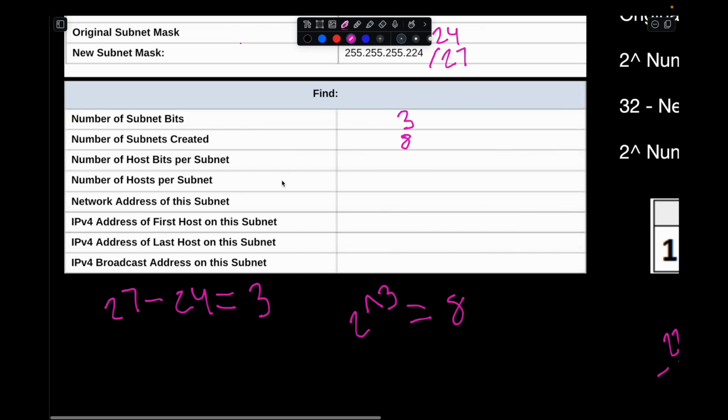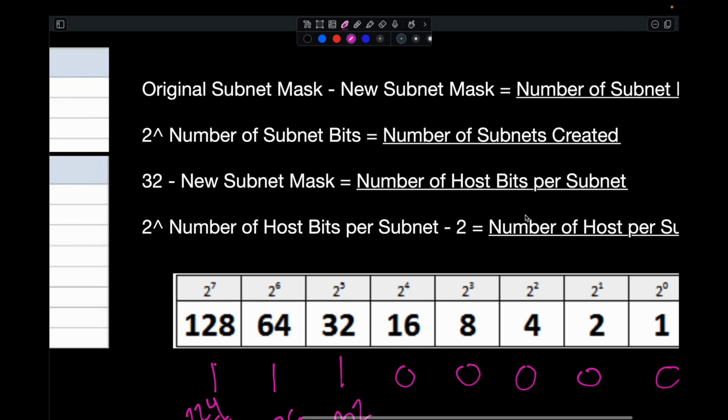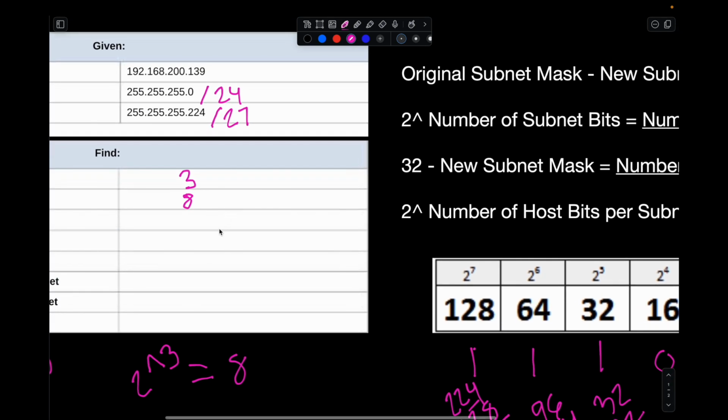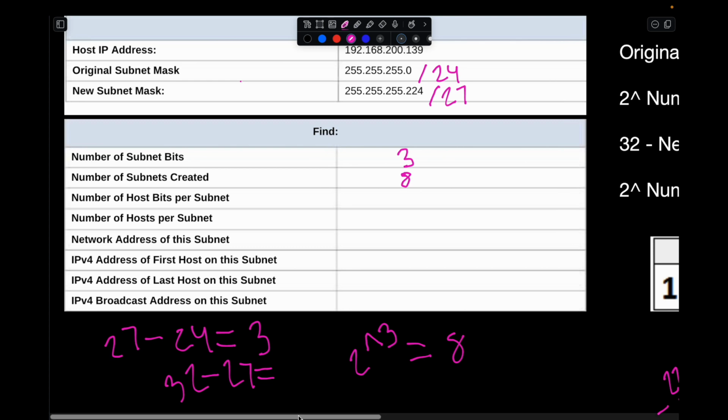Number of host bits per subnet. To get the number of host bits per subnet, we subtract from 32, because we have 32 bits in IPv4, minus the new subnet mask, which is this one over here, 27. So we're going to subtract 32 minus 27. It's going to give us 5.